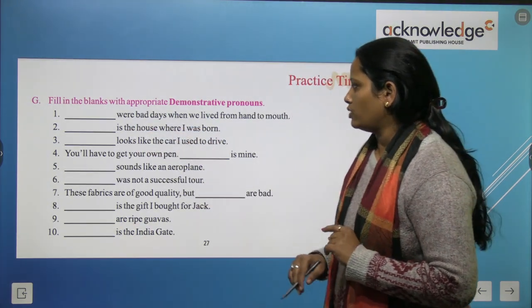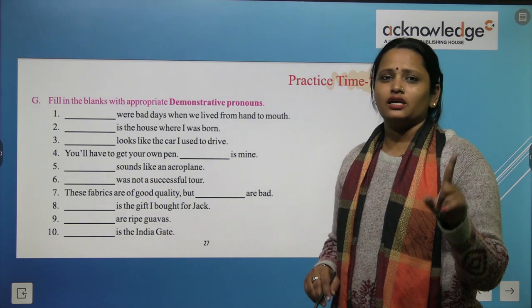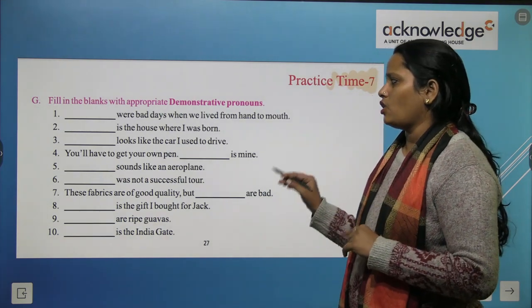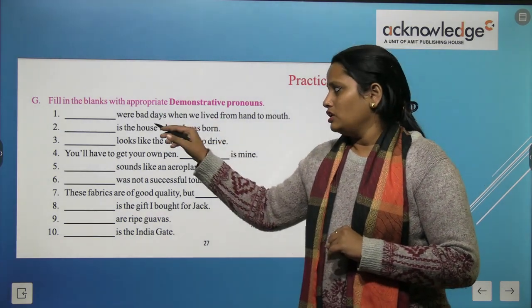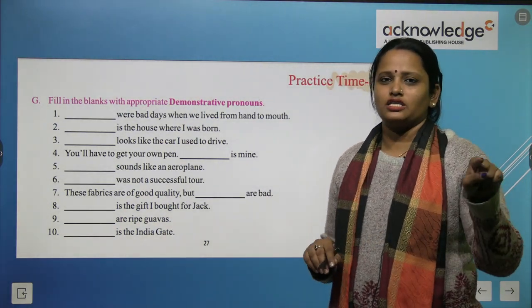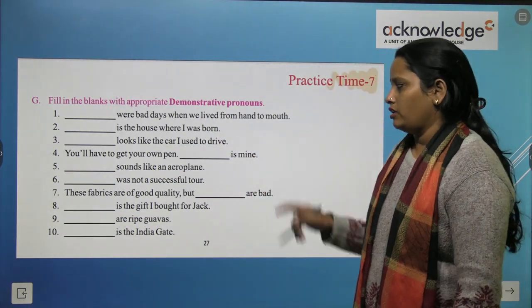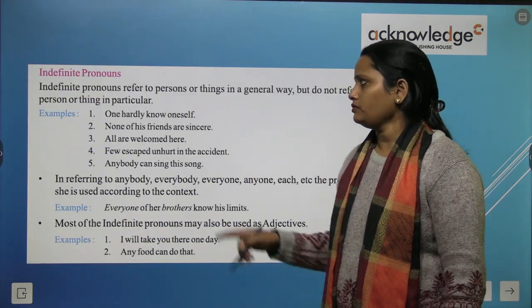Dash is the house where I was born. ये वो घर है, यहाँ पे सिंगुलर एक घर की बात हो रही है. So this is the house where I was born. ये वो घर है जहाँ पे मैं पैदा हुआ था. So children, we have done 2 and the rest are your homework.